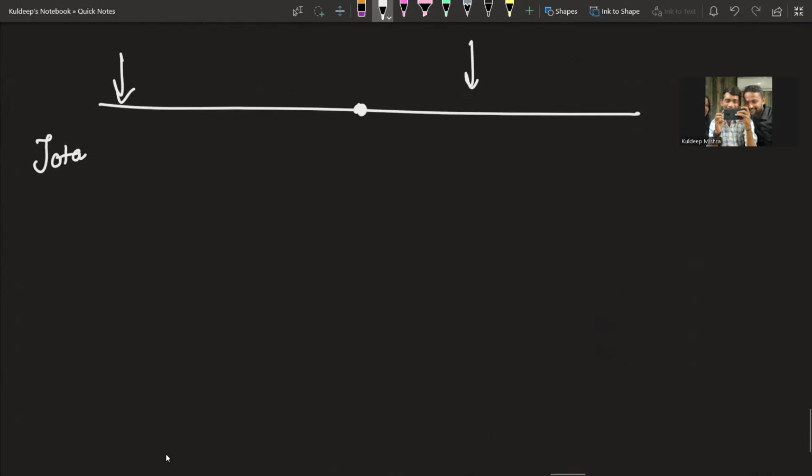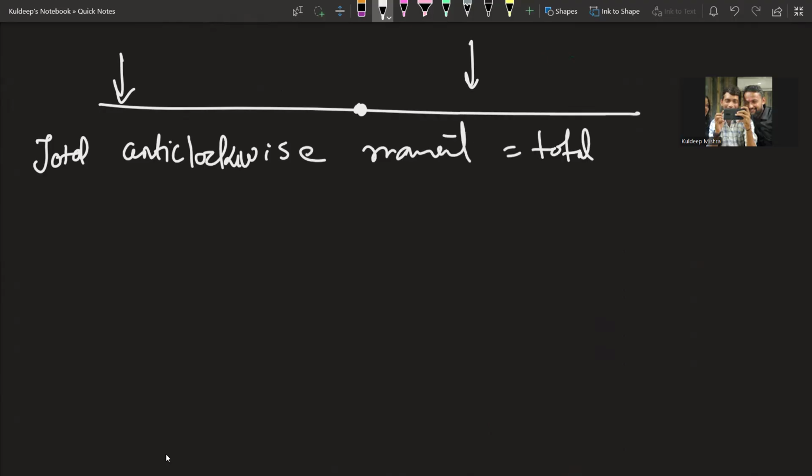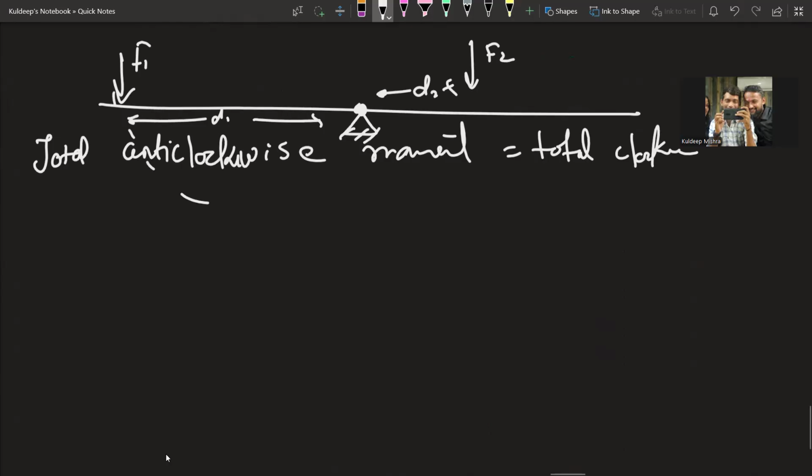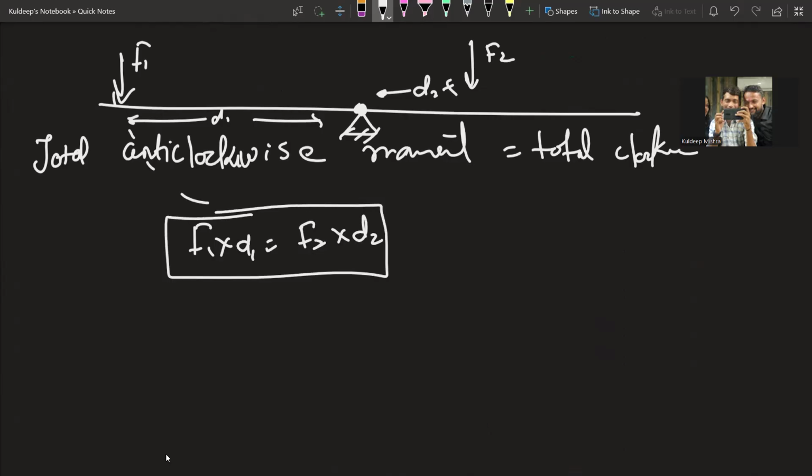And always we use the law of conservation of moments. We say total anti-clockwise moment equals total clockwise moment, right? Let us say it is balanced here. This is F1, this distance is D1, this is F2, and this distance is D2. So this is rotating it anti-clockwise. So F1 into D1 equals F2 into D2. There can be more forces also. You will have to take it into consideration.